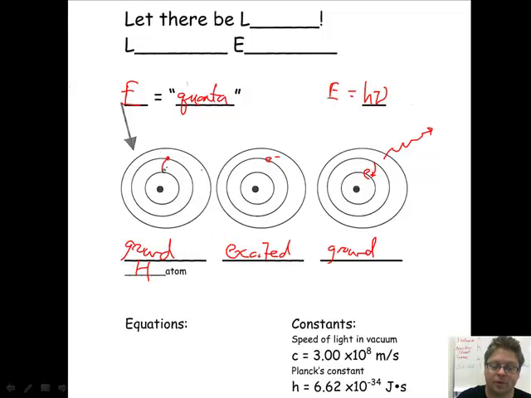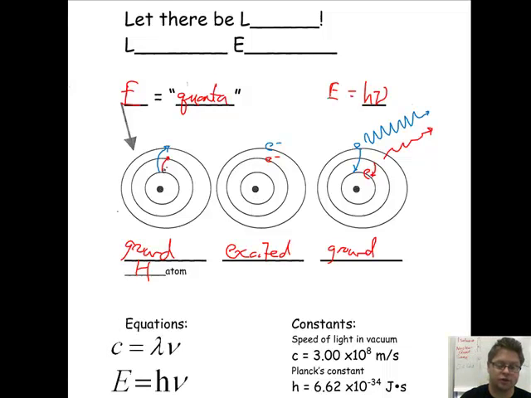What would have to happen is the electron would have to move up to a higher energy level. When that electron is at a higher energy level and it comes back down, it's going to emit a photon with a larger amount of energy. And this here is a picture of a blue photon as compared to a red photon.